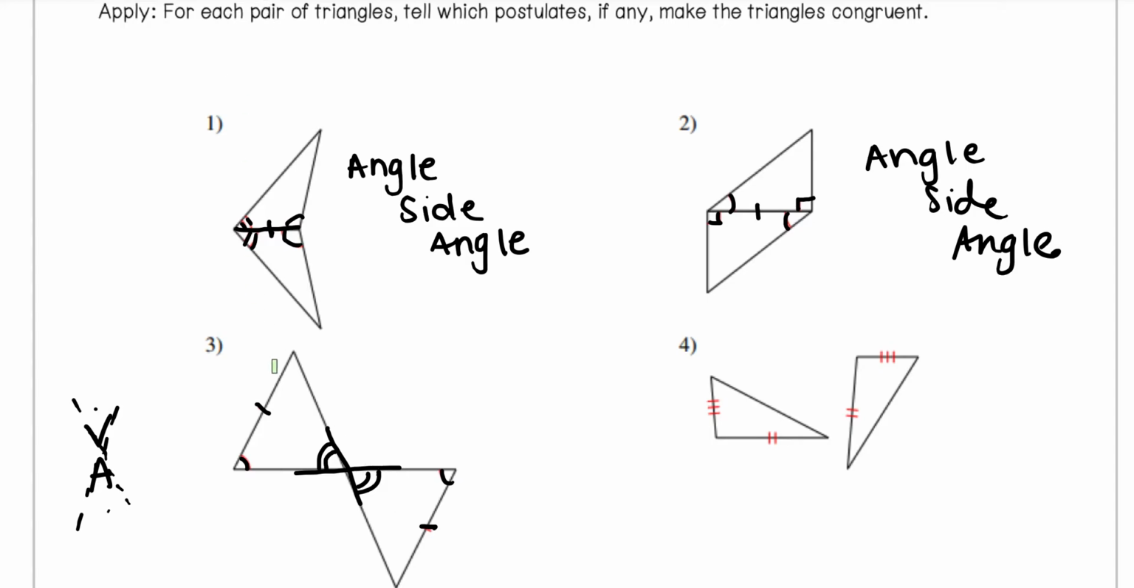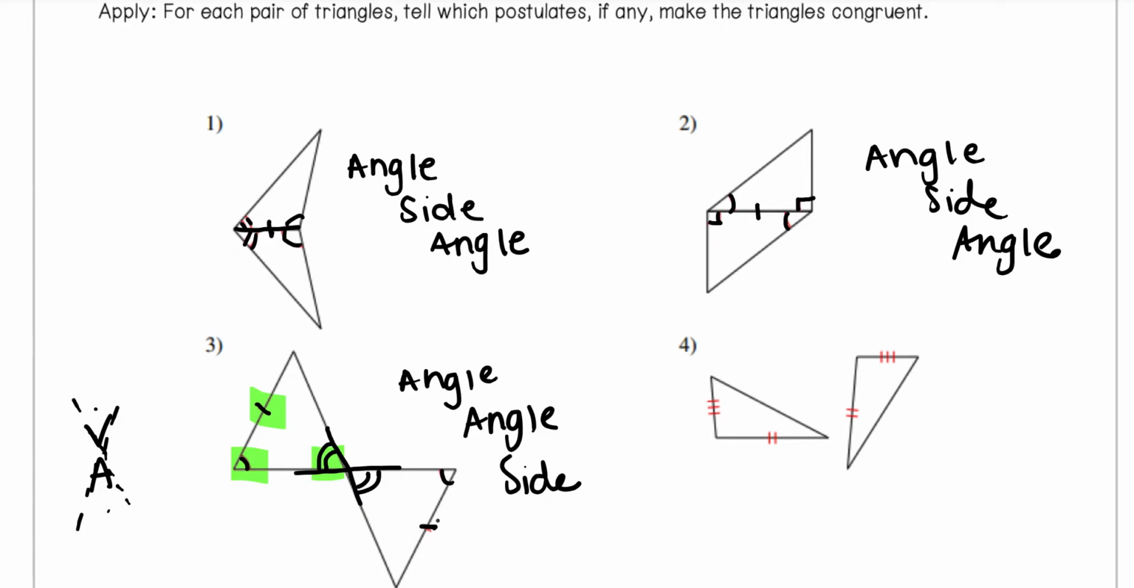So now we have an angle and a side that are congruent to another angle and side. So these two triangles would be congruent because of the angle-angle-side theorem. The side that was congruent was not the included side between the two angles, so that's why it's not angle-side-angle.